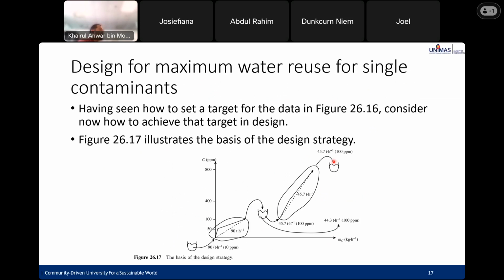Next is to design for maximum water reuse for a single contaminant. So, having seen how to set a target for the data in figure 26.16, consider now how to achieve the target in design. Figure 26.17 illustrates the basis of the design strategy. So from here, you know how much the minimum flow rate is.